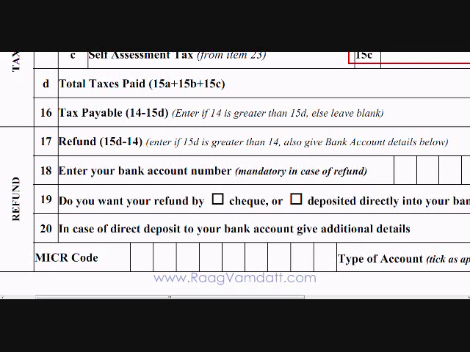But if the tax payable is less than the tax you have already paid, you would get back the extra amount that you have paid as a refund. This would be the case if the amount in box 14 is less than the amount in box 15D. If this is the case, subtract the amount in box 14 from the amount in box 15D. This is the amount of refund that you would receive from the Department of Income Tax. Put this in box 17.